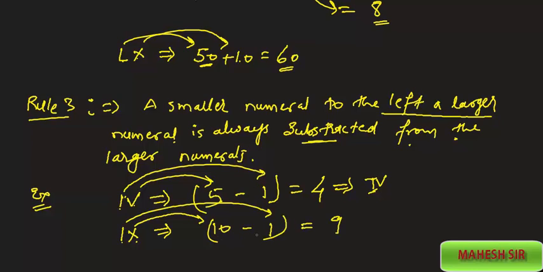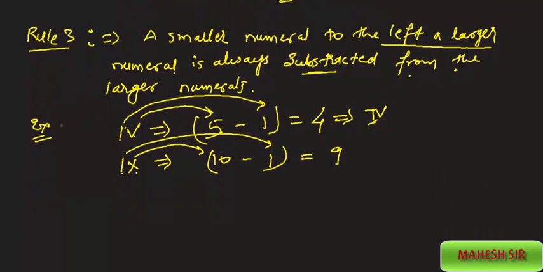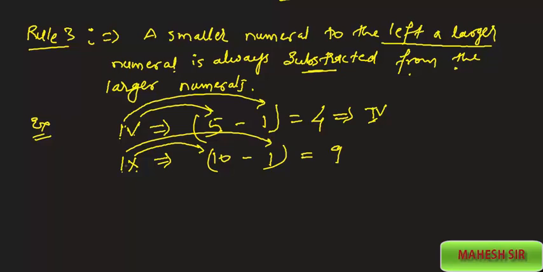Now student, in rule 3 we have a few precautions or cautions. Now look here, which are they? The first precaution is V, L and D. These symbols are never subtracted.